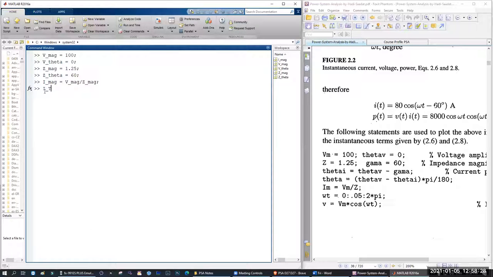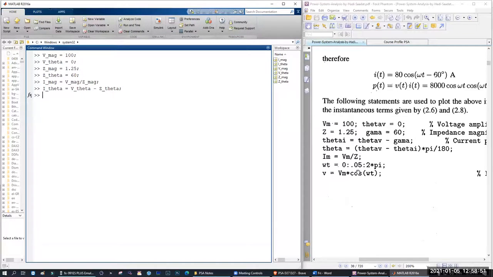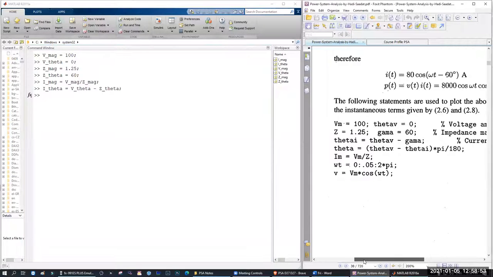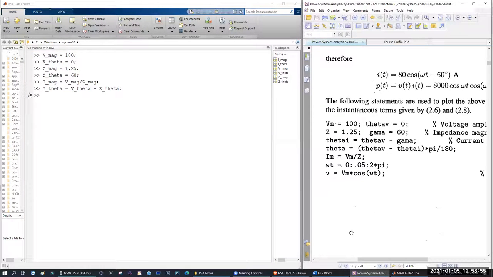I theta will be what? V theta minus Z theta, okay? Okay, everyone? Now we have to see the omega t and a lot of things.